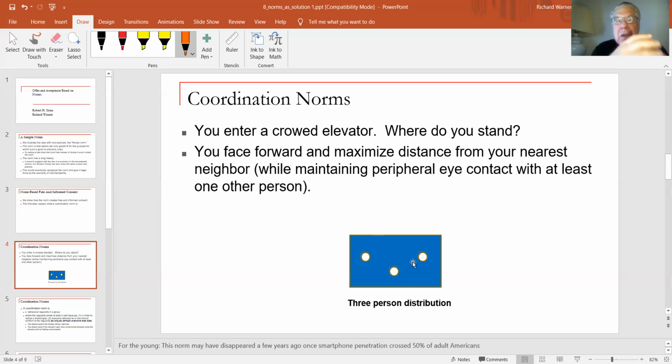The other classic example is driving on the right-hand side of the road. Same deal. Everybody coordinates their actions to drive on the same side of the road. And in the United States and most European countries, that's the right-hand side, right? In England, Australia, it's the left-hand side. So left or right, the coordination is everybody drives on the same side of the road.